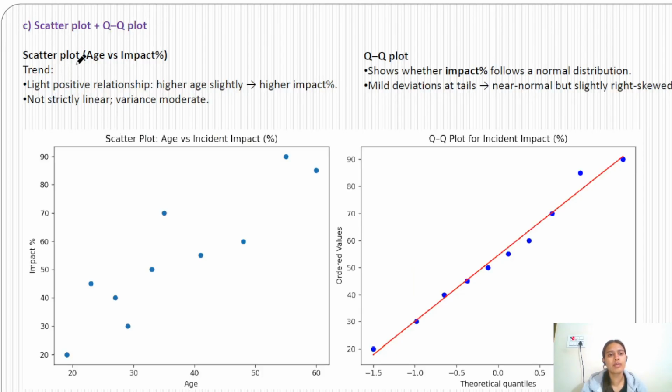The scatter plot is age versus impact percent. What is the trend here? A light positive relationship: higher age, slightly higher impact percent. Not strictly linear, variance moderate. Now the QQ plot shows whether impact percent follows a normal distribution: mild deviation at tails, near normal but slightly right skewed.